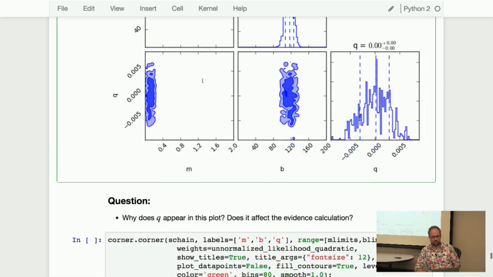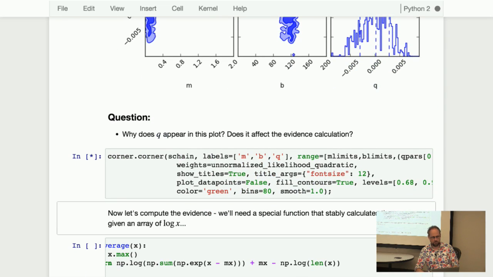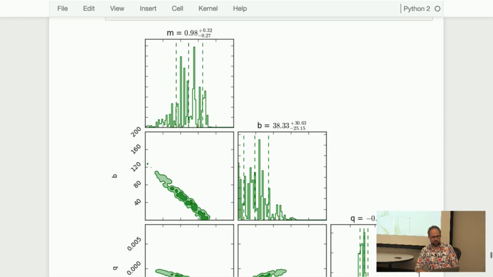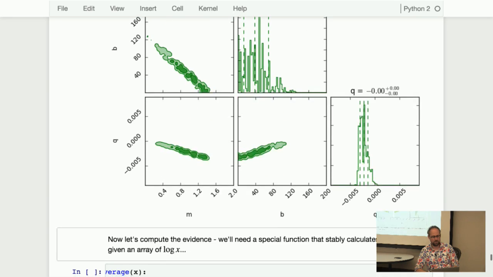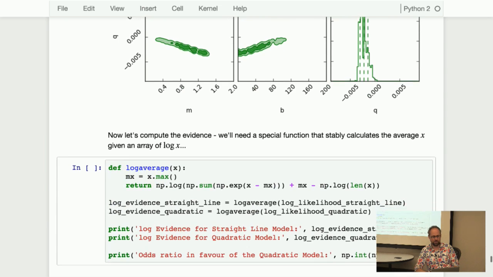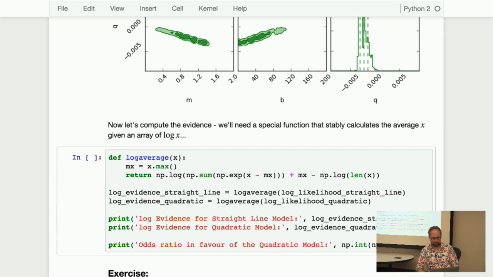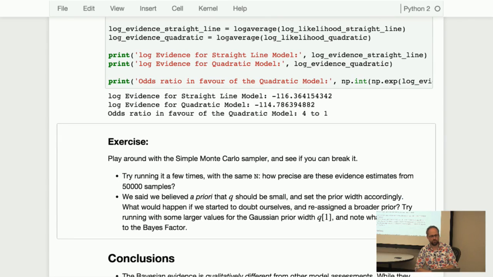And then we can do the same thing for the quadratic model. It's going to be in green. Here it is, a better approximation than my unconverged MCMC, interestingly. And now we can compute the evidence. We need a new function for doing the average because we have to take care about exponentiating things. And so here we have the evidence ratio for these two models. And I called it odds because I'm still using the wrong words.